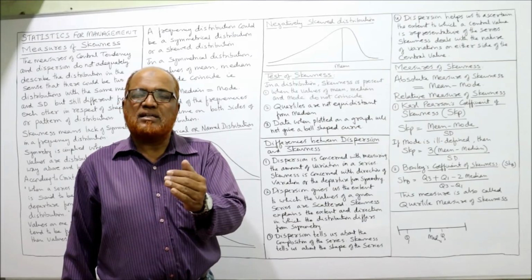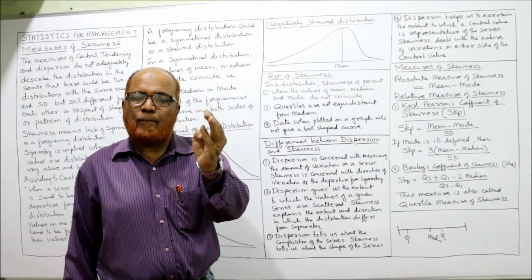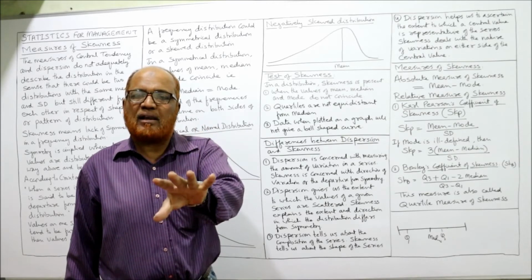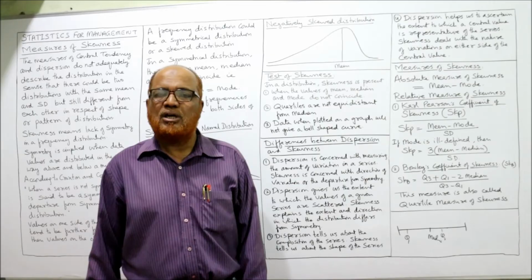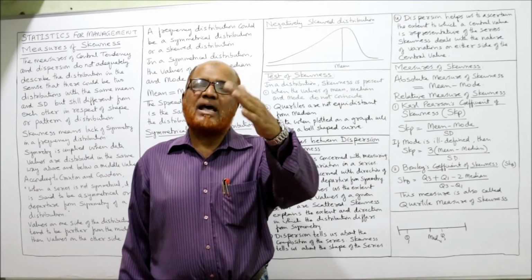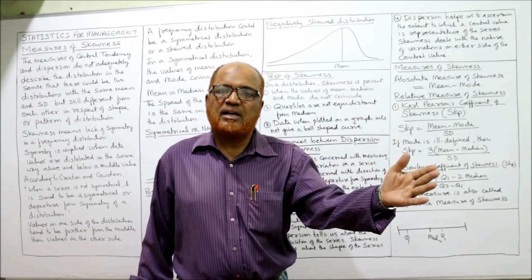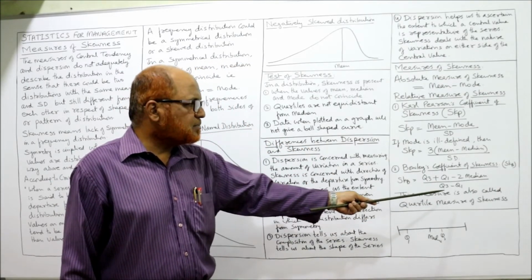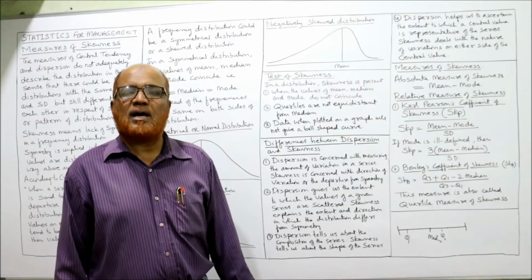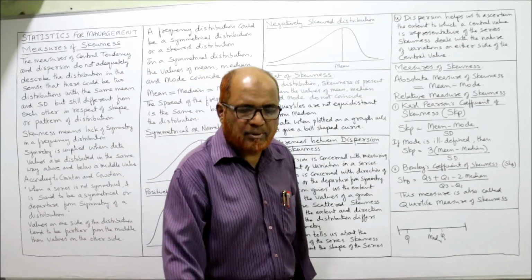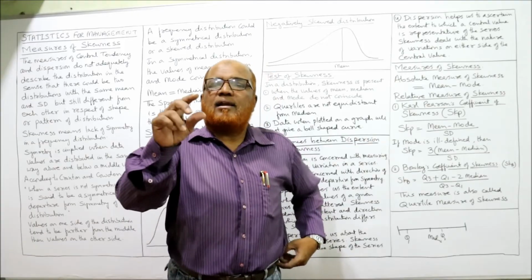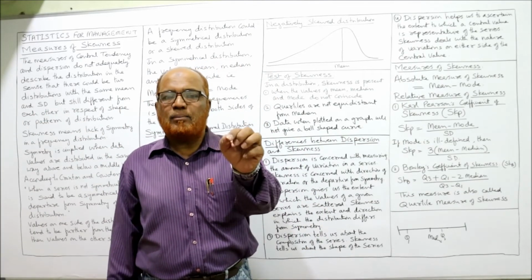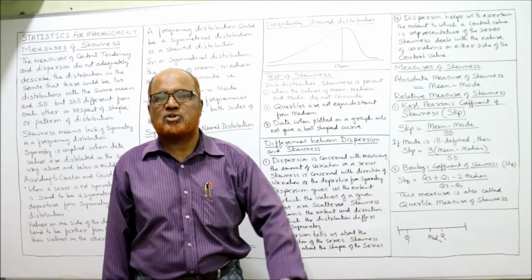So you need three things: lower quartile Q1, upper quartile Q3, and median. Once you have calculated these three, you can simply substitute in the formula: Q3 plus Q1 minus 2 median divided by Q3 minus Q1. That's all. This measure is also called the quartile measure of skewness. Sometimes in examinations it will ask you to calculate the quartile measure of skewness. So don't get confused. Quartile measure of skewness is nothing but Bowley's coefficient of skewness.